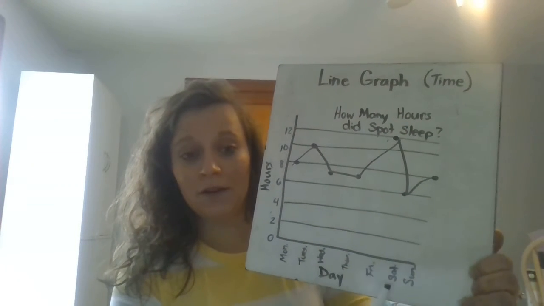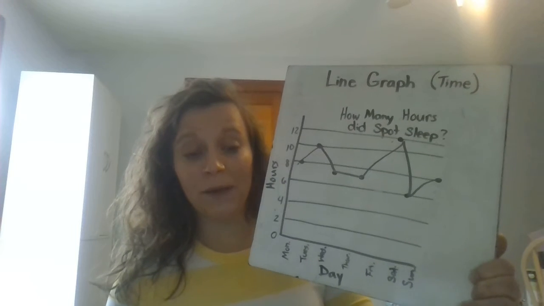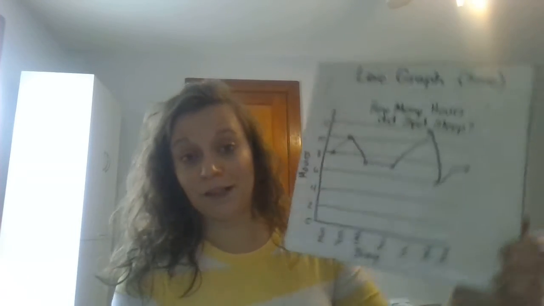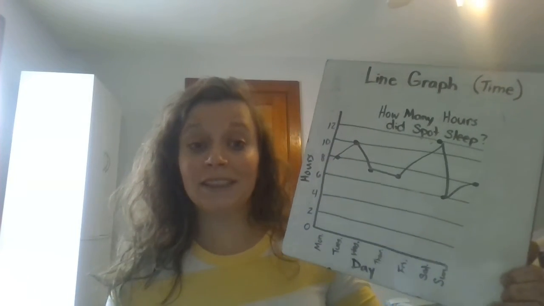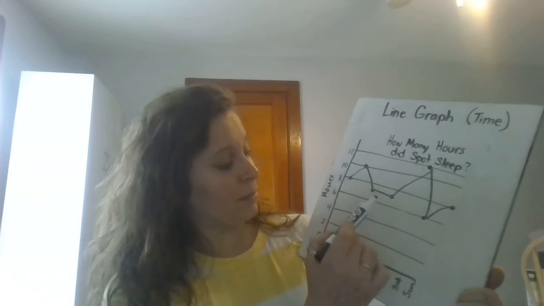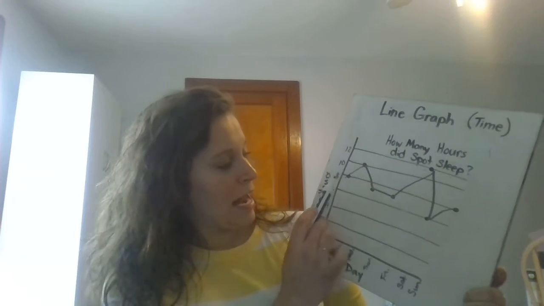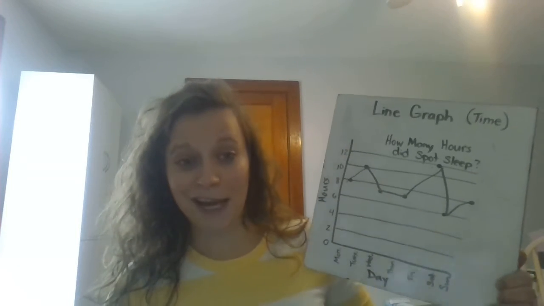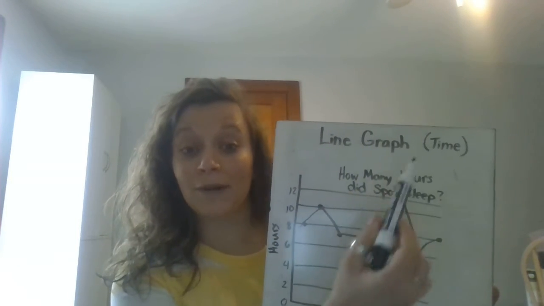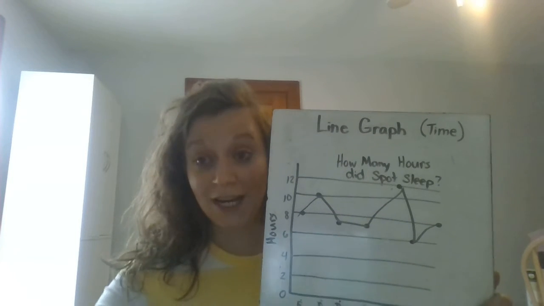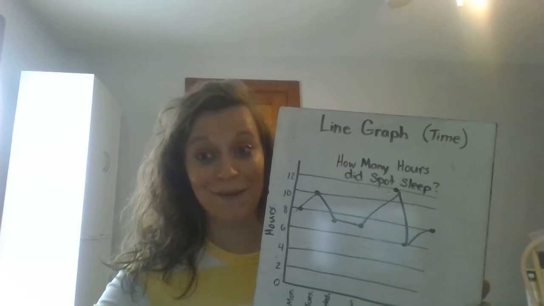Well, my highest point, Friday. And which day of the week did he sleep the least? Ooh, definitely Saturday. Were there any days that he slept the same amount? Well, I can come and look and say, well, yeah, Wednesday and Thursday he slept the exact same amount, and Monday and Sunday he slept the same exact amount. So this is a line graph and how to show how something changes over time.